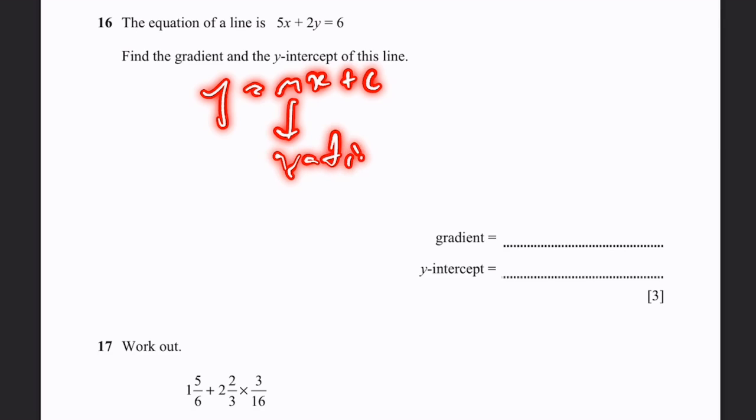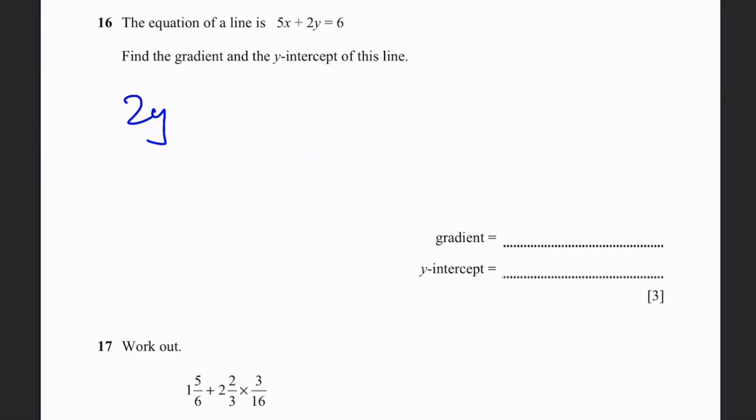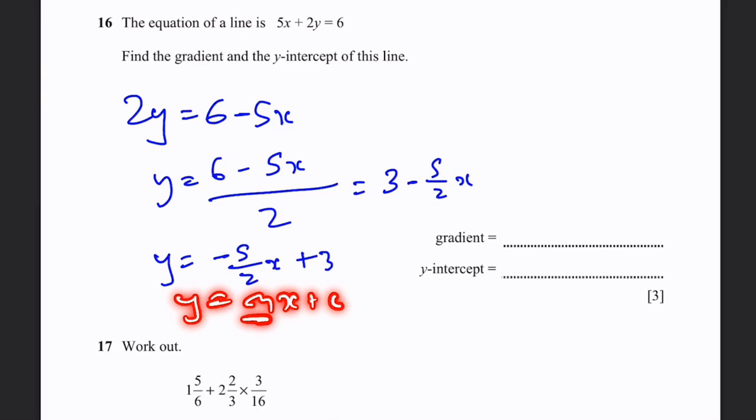M is the gradient and c is the y-intercept. So we can find both at the same time. So we can bring 5x to the other side. 2y equals 6 minus 5x. Y equals 6 minus 5x by 2, which is equal to 3 minus 5 by 2x. We'll rearrange it like this for no confusion. This is in the form of y equals mx plus c. M is minus 5 by 2 and c is 3. So the gradient is minus 5 by 2 and y-intercept is 3. That's the answer.